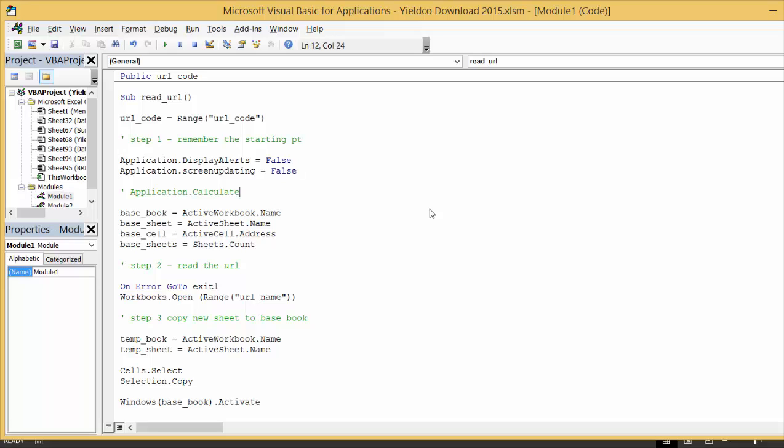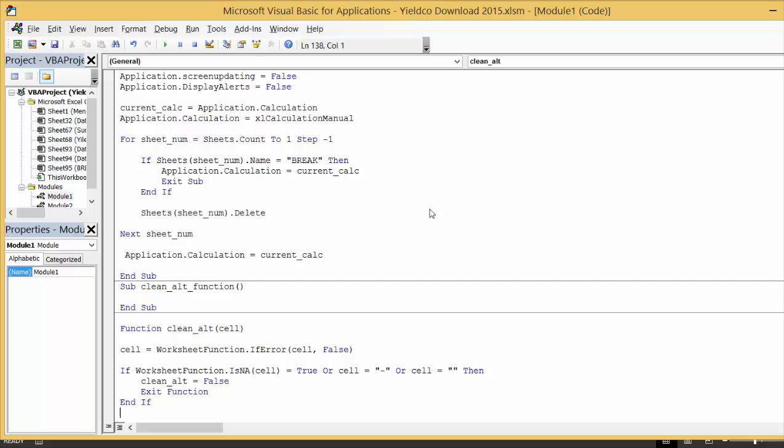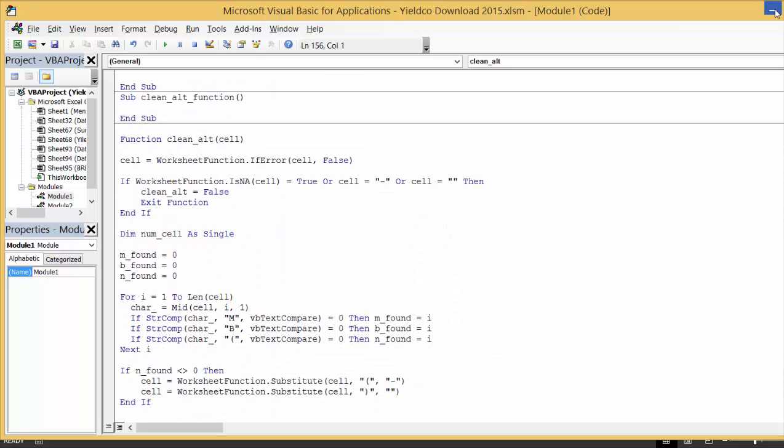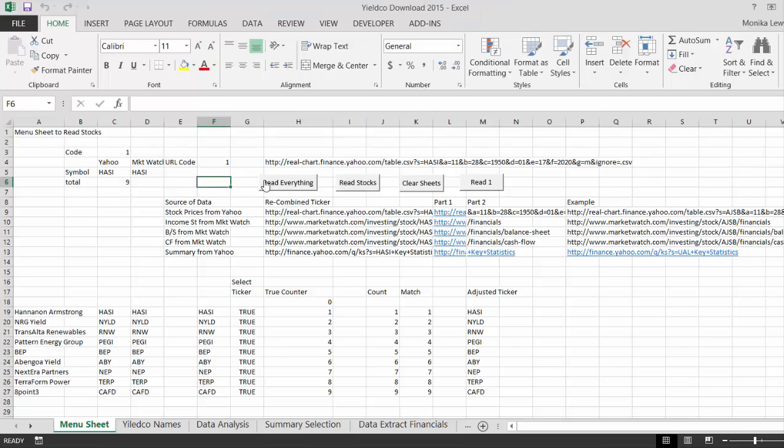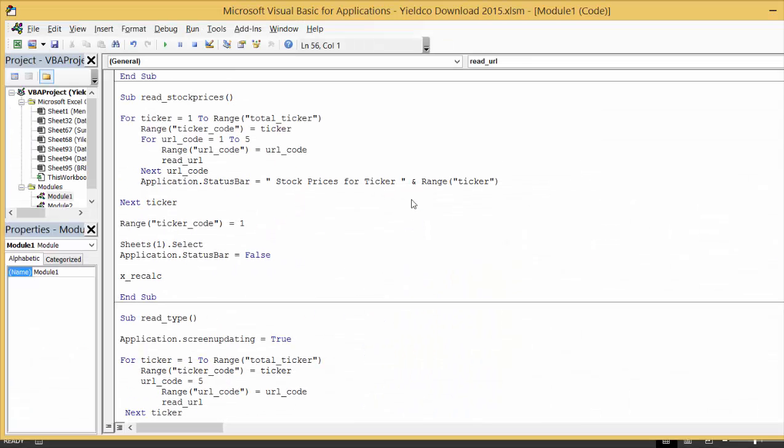Read your application. Okay, read URL, just a minute. Where does the read URL come into it? Clear sheets. Sorry, read everything. So we should be able to just look at that. It says read stock prices, but it's really reading everything, and it's not really reading stock prices. So let's rename it reading ticker, and then let's put what the URL code is at least.